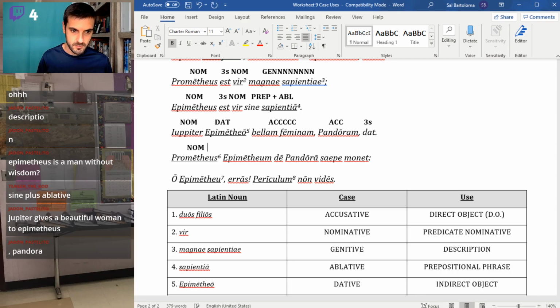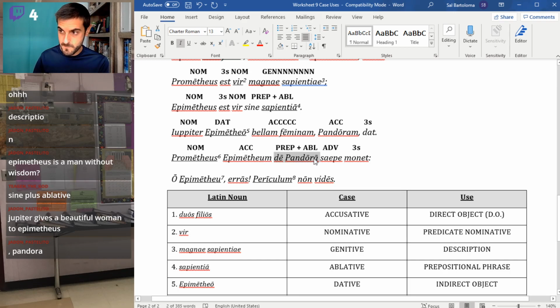Prometheus Epimetheum in the accusative case. De Pandora, so we have a prep phrase here. De takes the ablative. Saepe means often. That's a little, what we call an adverb. And then we have our verb at the end, third person singular. So moneo means to warn. So Prometheus monet Epimetheum de Pandora. That's kind of the order that you want to attack this.